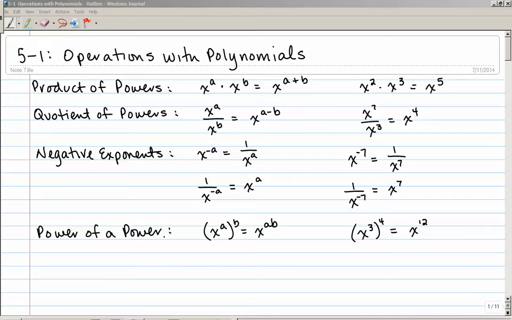The power of a power. So to take x to the power of a, and raise that whole thing to a power, in this case the power of b, you multiply the exponents. So x to the a, whole thing raised to the power of b, is x raised to the power of a times b. Here's an example. X to the 3rd, the whole thing raised to the 4th, is x to the 12th, because 3 times 4 is 12.